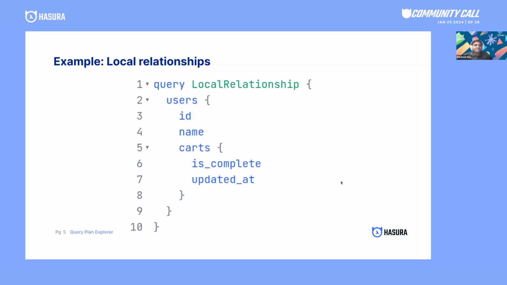Yeah, awesome. Thanks. So we will start with a simple example. This is a query where we have a model called users, and we have another model called cart. Those two models are from the same data source, so basically they are backed by the same data connector. And we have a relationship between user and cart, and that relationship is named cards. So this is a simple example where we are querying a model and a local relationship.